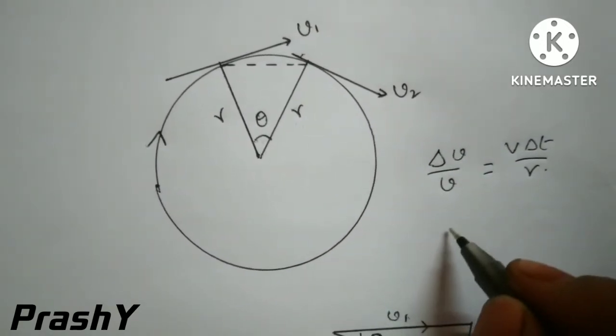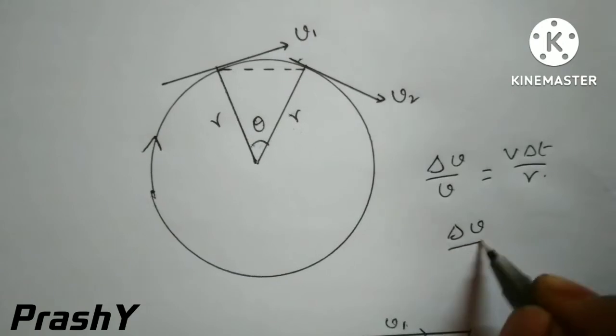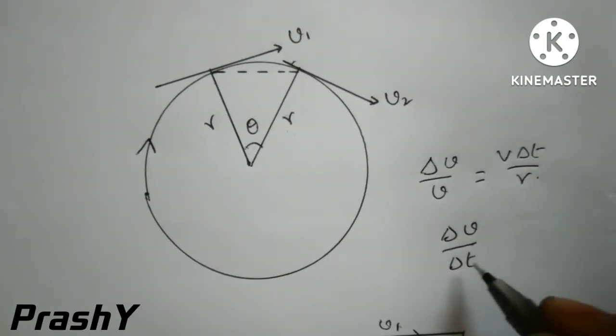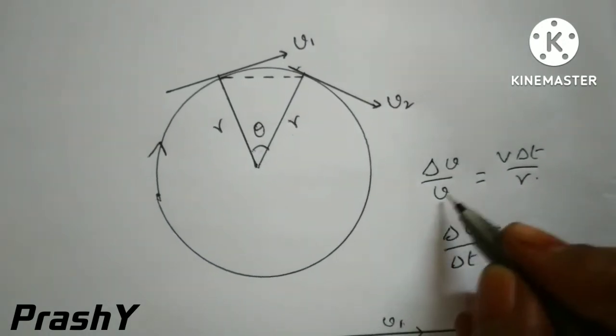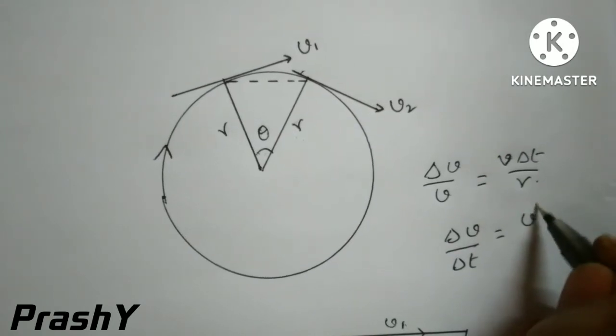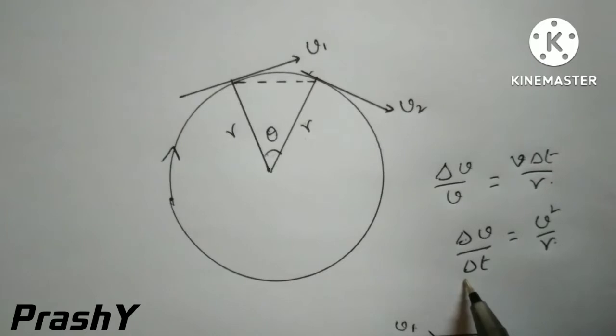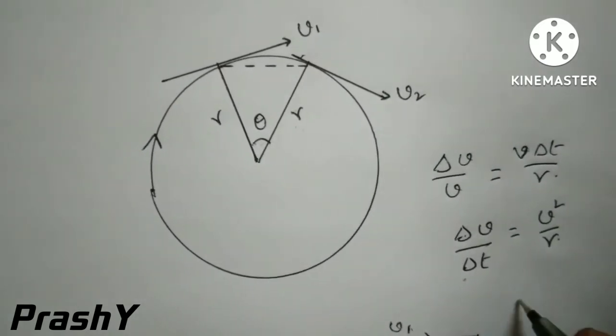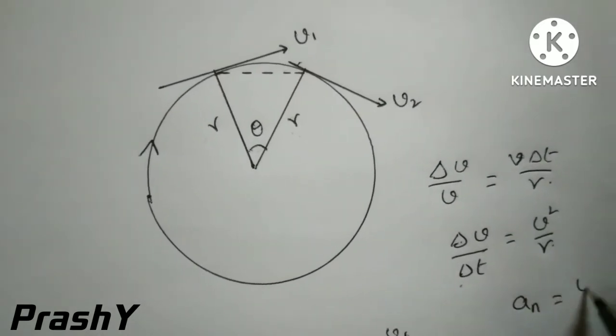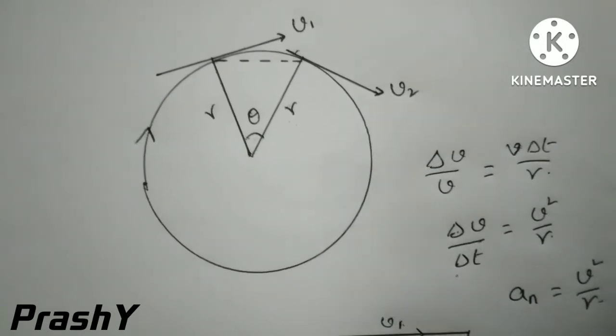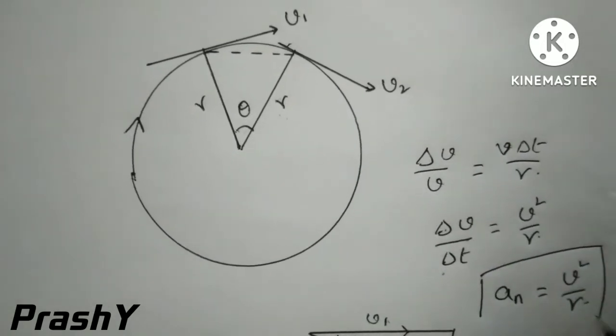So I will rewrite this equation: delta V by delta T, bringing delta T to this side, is equal to V into V. So we will get V square by R. Delta V by delta T is nothing but instantaneous acceleration. So AN is equal to V square by R. So this is the required equation.